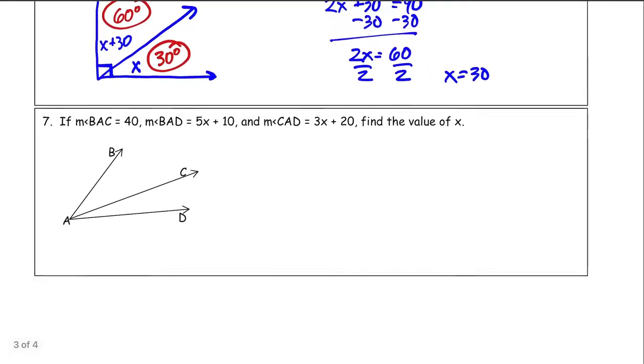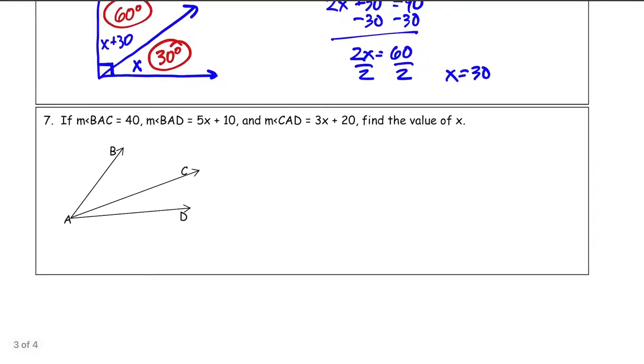Okay, question 7. Now, I think these are a little bit challenging because it's not your standard, okay, you add them and set it equal to 90, or you add it, set it equal to 180, or you set them equal to each other. This changes every time depending on what angles are given to you. So here, it starts by saying measure of angle BAC is 40. Well, that's this angle right here. So this angle I'm going to label 40 degrees.